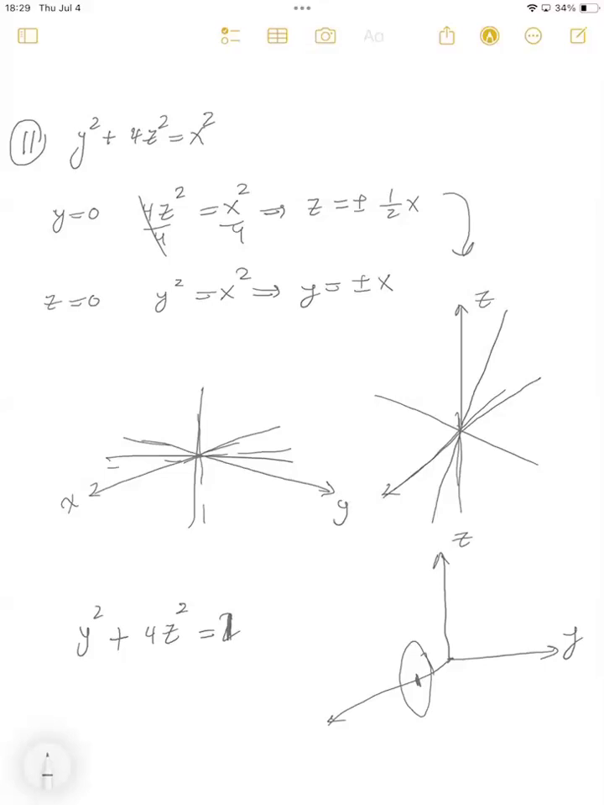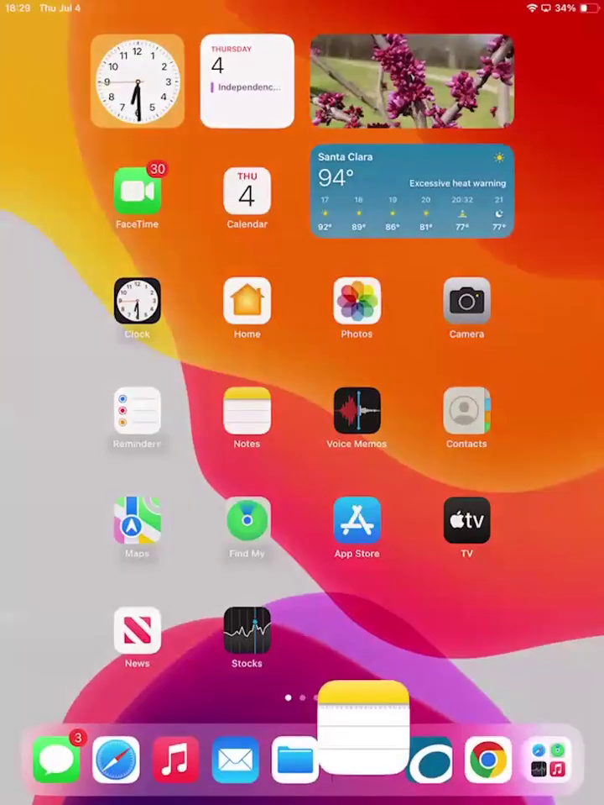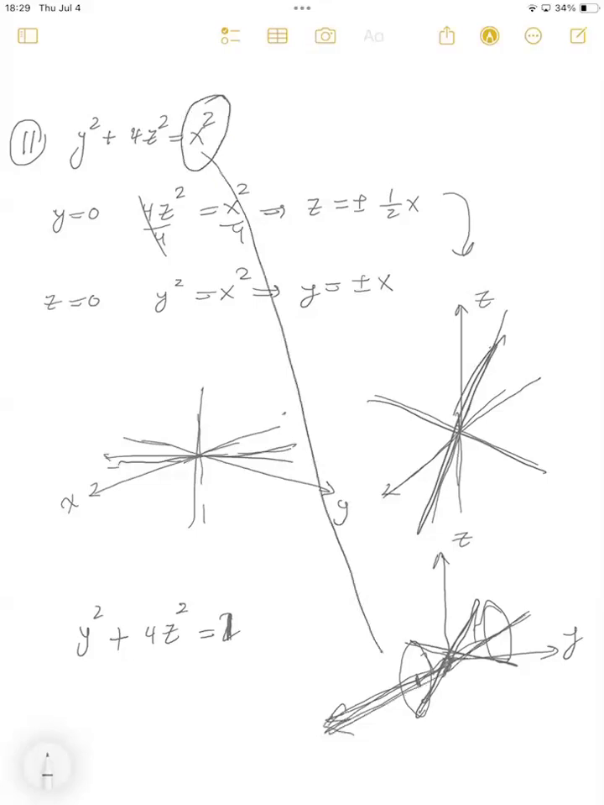So what you will get is a cone, and this cone is going to be along the x-axis. So you will have a graph that looks like that. These are the lines that we got from here and here. And that is the cone that is going to be along the x. So you have x isolated. That's why your cone is going to be along the x-axis. So this cone is called an elliptical cone. And that was the last problem.